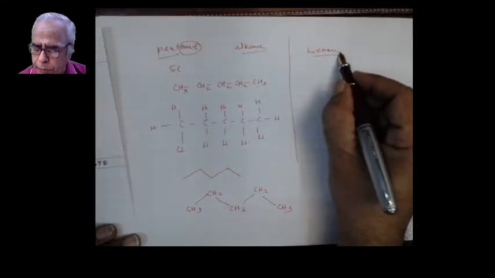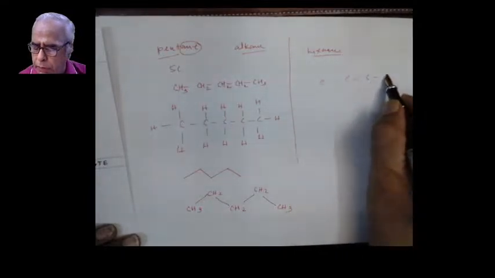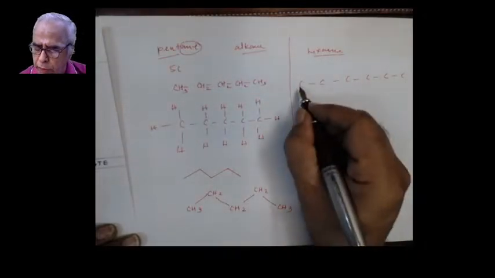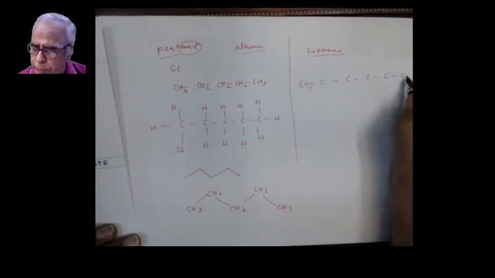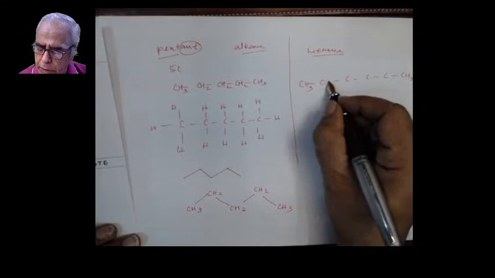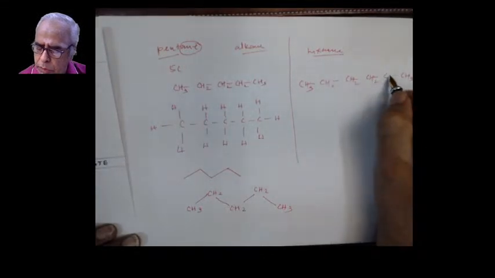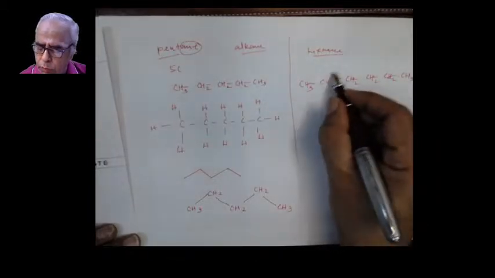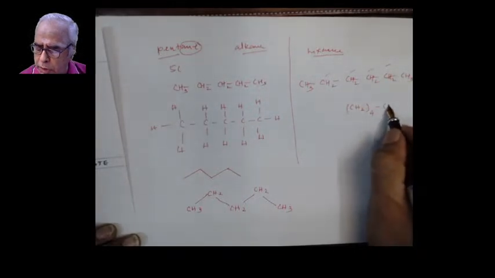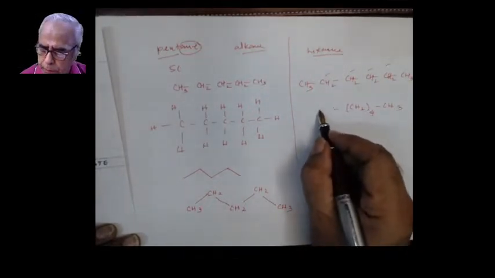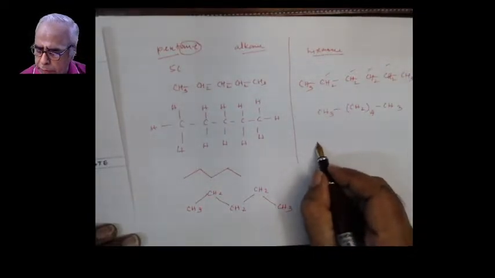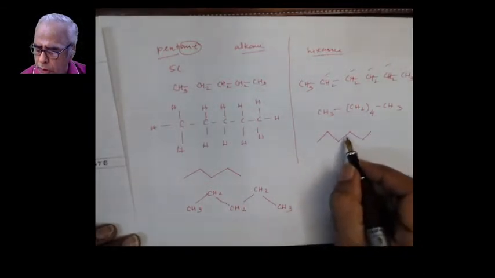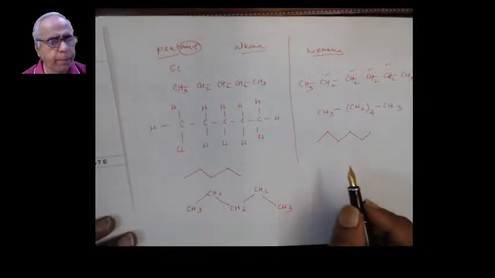So here, 1 2 3 4 5 6. Write down 6 carbon atoms, and you can fill up with hydrogen. So CH3, CH3, and in between you can put CH2, CH2, CH2, CH2. Instead of repeating so many CH2s, you can simply put CH2 4 times, 1, 2, 3, 4, and put CH3. So this is also a hexane representation. Is it clear? Otherwise you can do one thing: CH3, CH2, CH2, CH2, CH2, CH3. 1, 2, 3, 4, 5, 6. This is also hexane.